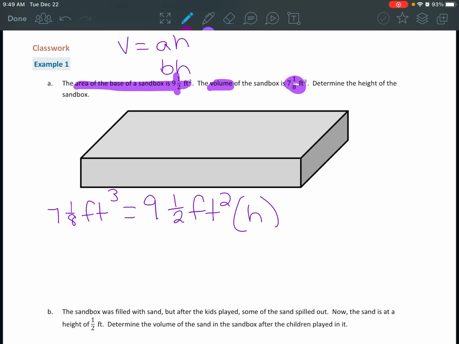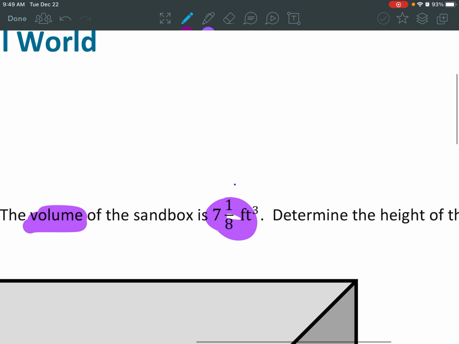So we would be using the algebra that we learned in the last module to help us solve this by doing it backwards. To undo the multiplication between the area of the base and the height, we would need to divide by the area of the base. So let's change 7 1/8 into an improper fraction.